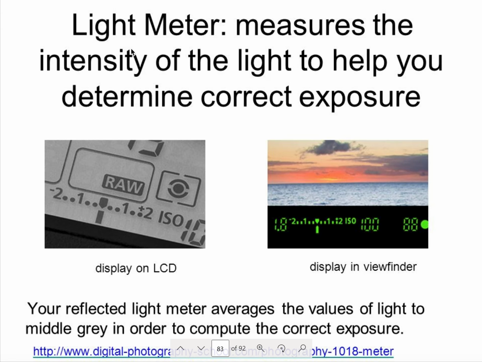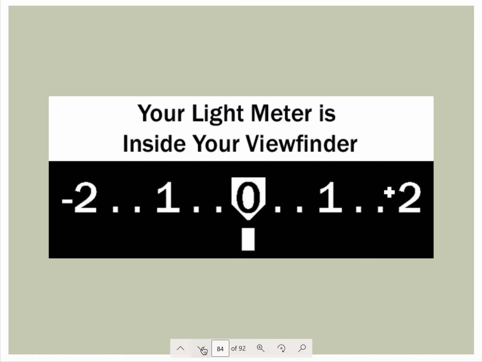And the light meter is built into your camera. We saw that in the original photo. It takes a reading of the scene and gives you a recommendation for your shutter speed and your aperture for your settings, and then you can take that shot, see how it looks, and then make adjustments from there. And your light meter is inside your viewfinder. It will show you how it's exposed and give you the opportunity to adjust it.